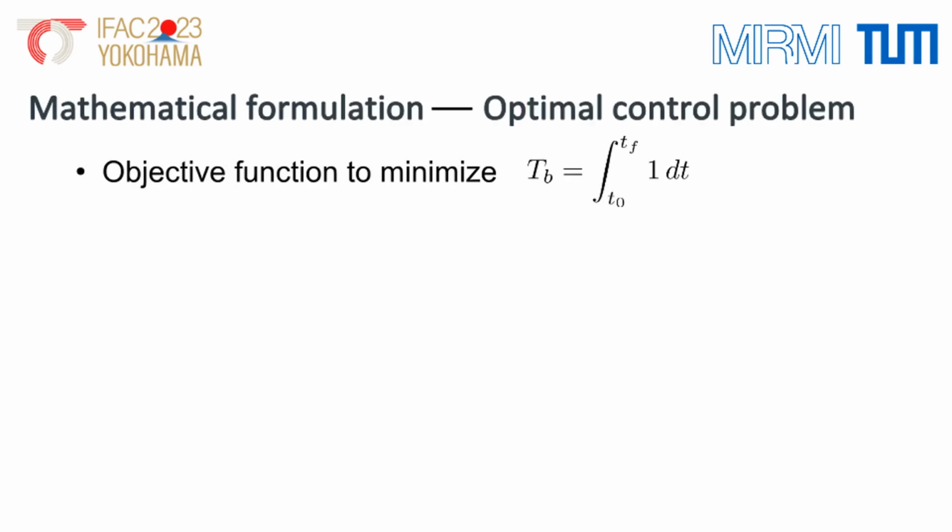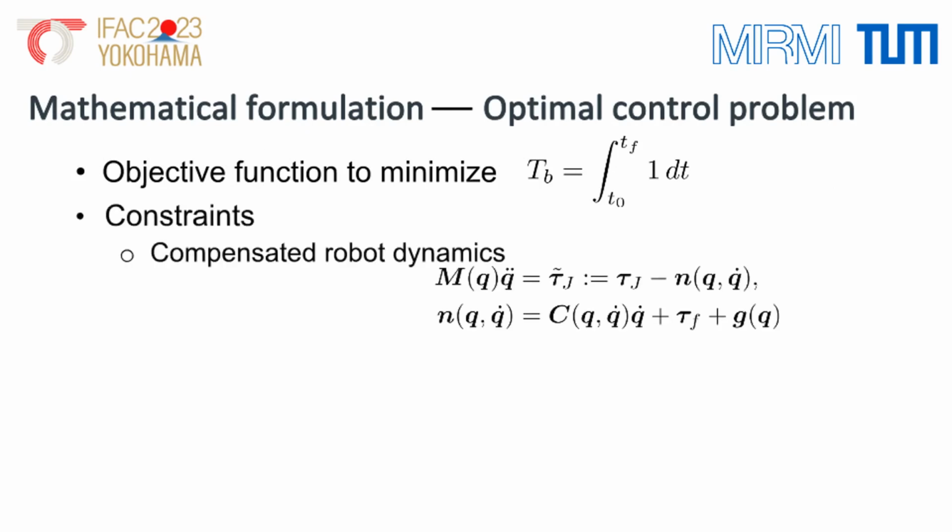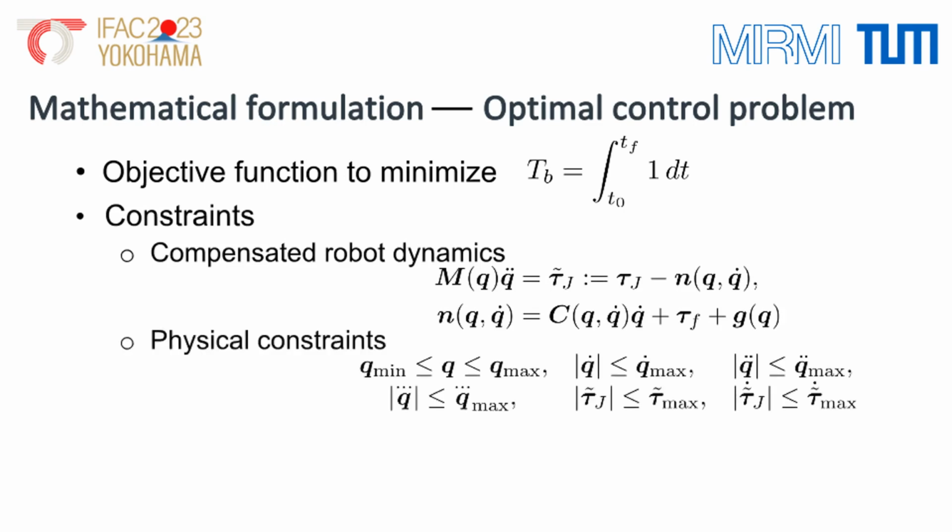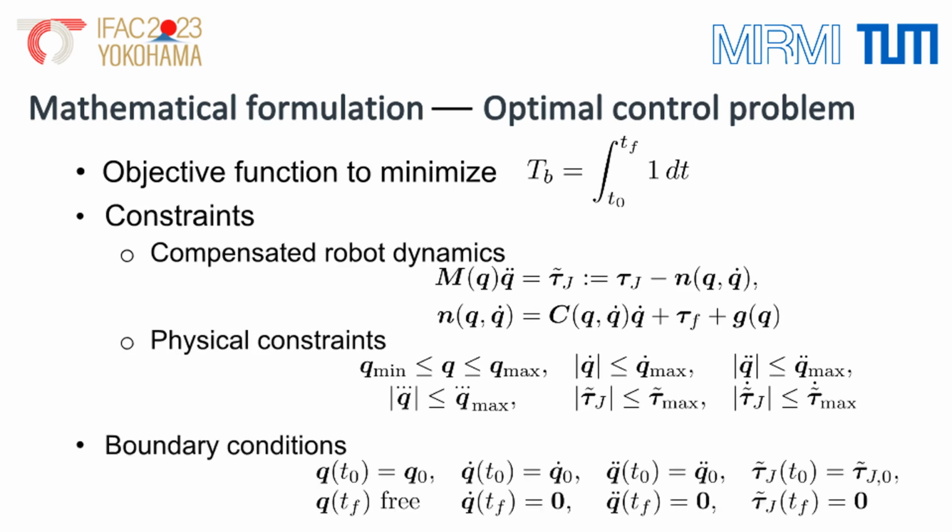Given the current robot state, the minimum possible braking time can be evaluated by solving a final time-constrained minimization problem as encoded in the shown objective function. Besides the compensated robot dynamics, the constraints to be considered also include the physical constraints on the actuator inputs. And this optimal control problem has to be solved considering the initial and final time boundary conditions on different states and control inputs.